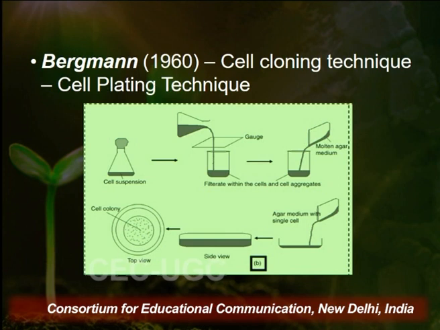Now to this liquid media containing single cells, he added molten agar, and he mixed the agar with the liquid media containing single cells. Then he placed this mixture into petri dishes and allowed it to solidify, and then he made the single cells grow. So this is how he started cloning of cells, and this technique became so popular that it is still being used for cell cloning or protoplast culturing.